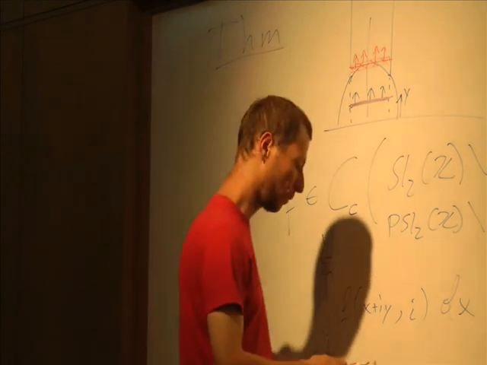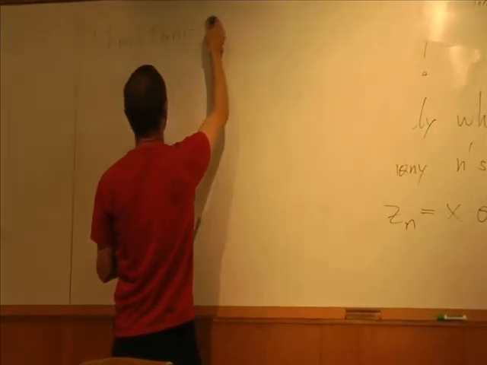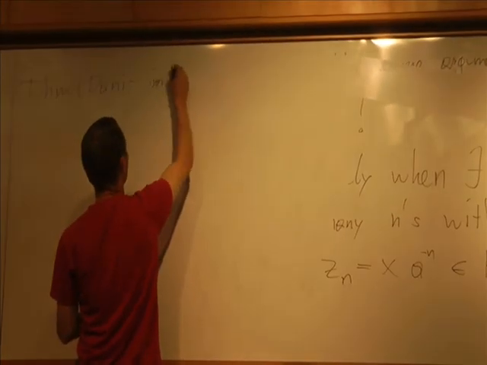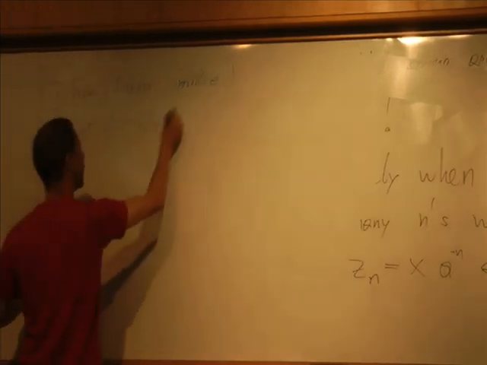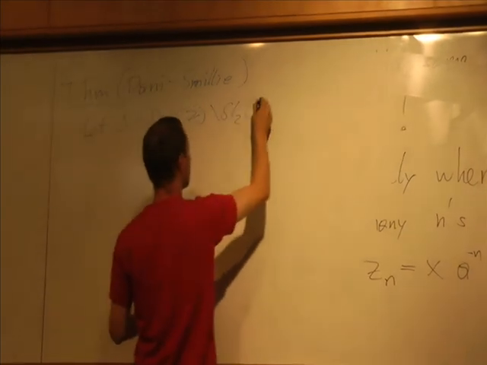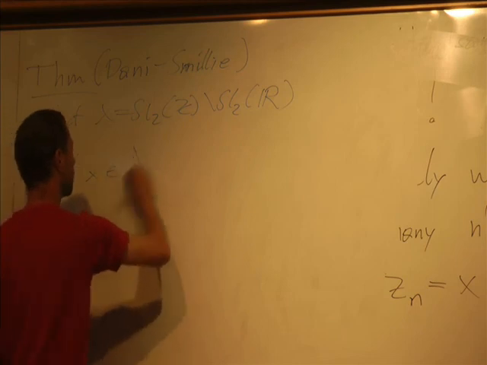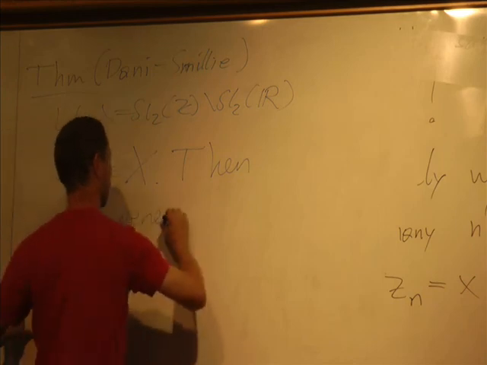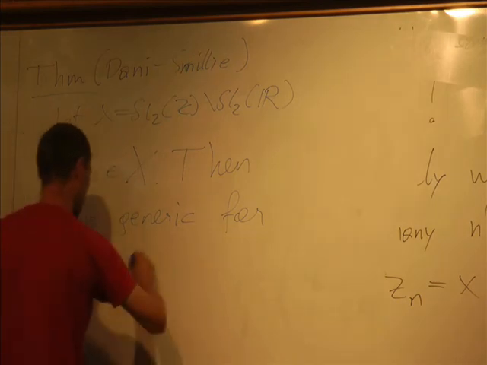And then there's another theorem, which I just want to quickly state because it's a wonderful theorem, but I will not prove it. We will generalize it tomorrow and again not prove it. This is Dani-Smillie. Let X be SL2Z quotient by SL2R, or some other non-compact quotient. Let x be in X. Then x is generic for an ergodic measure.